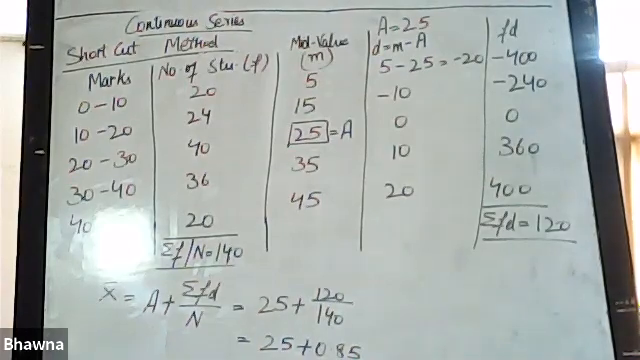After calculating the mean, we have to calculate the median also. And what is the median? This is another important measure of central tendency. It is a positional average. Median is defined as the mid value of the series when arranged either in ascending order or descending order.